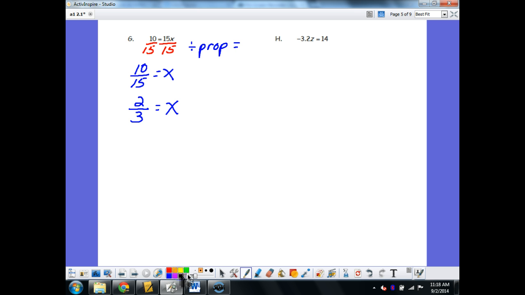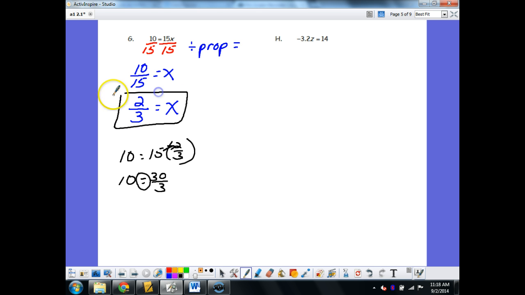And again, we can check that. Is 10 equal to 15 times 2/3? And again, like mentioned before, when multiplying a whole number to a fraction, only multiply it by the numerator. So we have 30/3. 15 times 2 is 30/3. And 30 divided by 3 is in fact equal to 10. So we know that that is our solution.